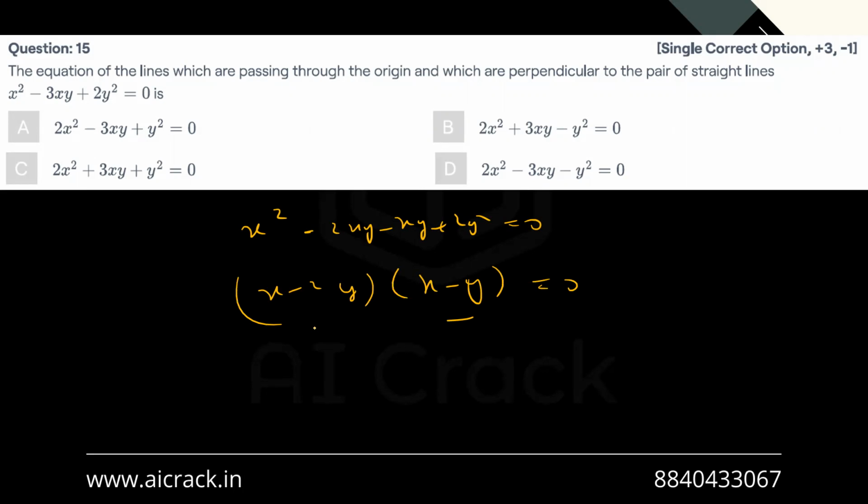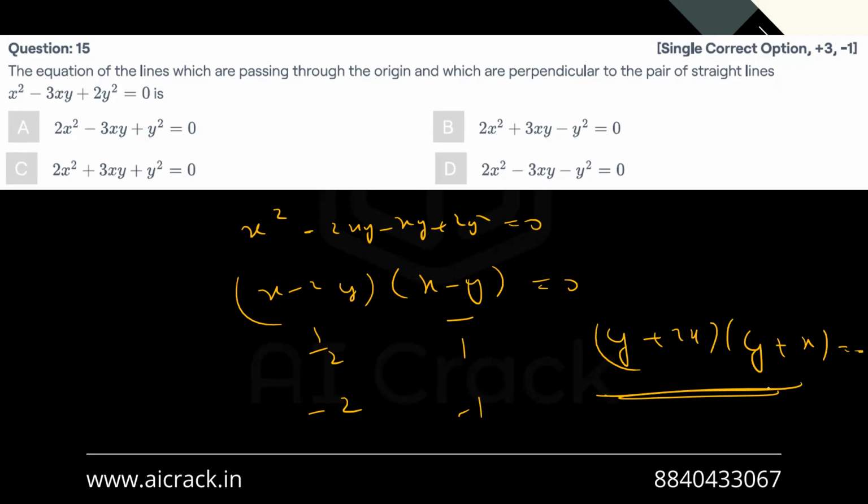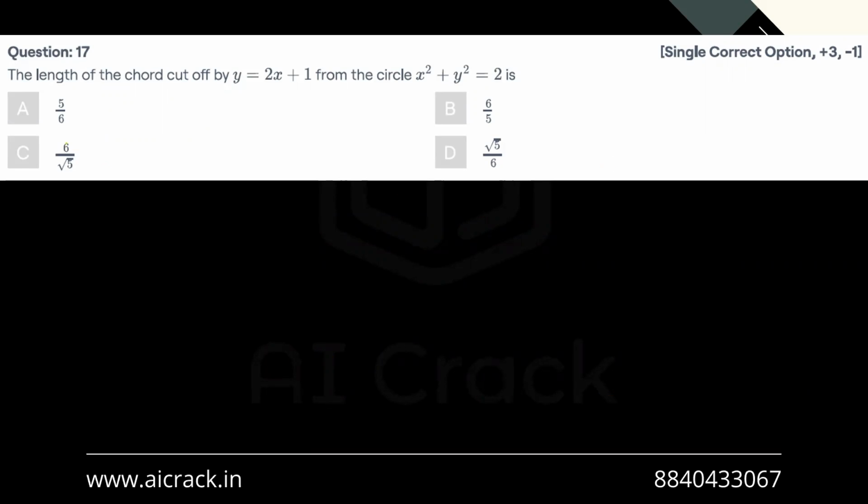Over here slope is actually 1 by 2 and here slope is 1. So the perpendicular lines would have slope minus 2 and minus 1. So you can easily write y plus 2x multiplied by y plus x equals 0. So this should be my equation. That comes out y square plus 3xy plus 2x square. So C looks correct.